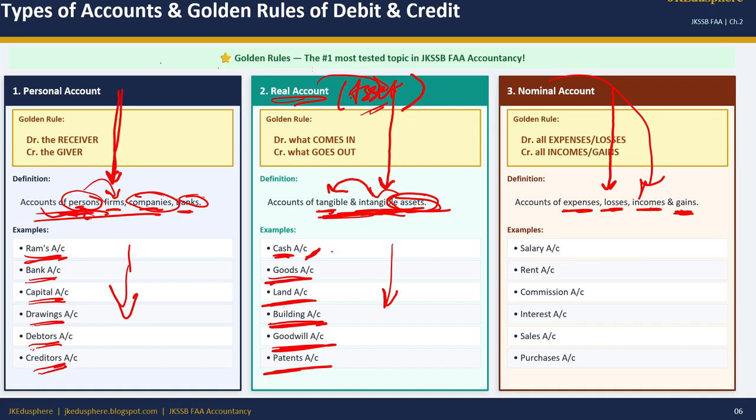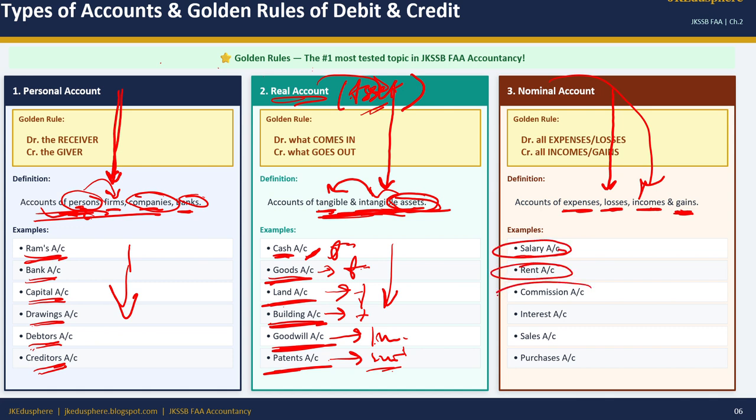So what is cash? It's a tangible asset. Goods is a tangible asset. Land is a tangible asset. Building is a tangible asset. Goodwill is an intangible asset. And patent is an intangible asset. The next part is that expenses and losses are recorded in nominal account. So salary, rent account, commission account, interest account, sales account, and purchases account. These are some nominal accounts.